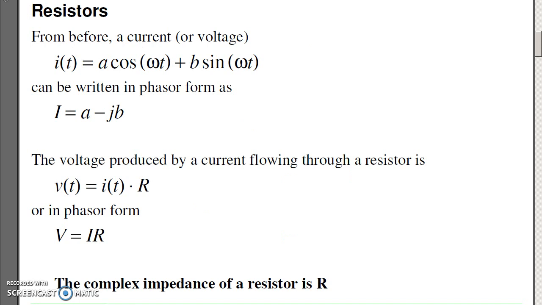Now to start, let's look at a resistor. From before, if you have a current or a voltage that's a sine wave, the generic form is A cosine omega t plus B sine omega t. In phasor form, it's A minus JB, where A, the real part, is cosine, and minus J is sine. The relationship between voltage and current for a resistor is V equals IR. So in phasor form, it's the same thing. It's V equals IR, where I is a complex number. R is just R. So the complex impedance of a resistor is just R. Nothing really changes.